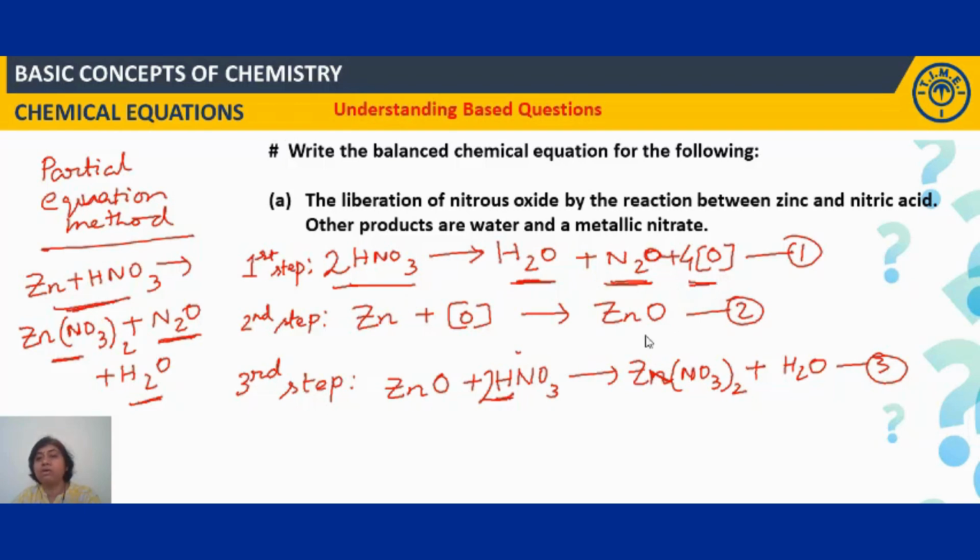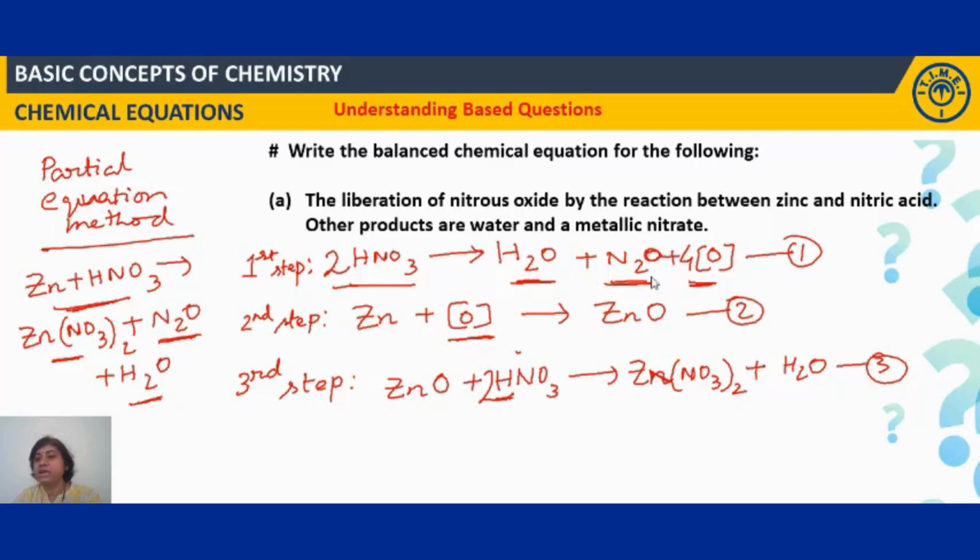In that 4 nascent oxygen, that is not there. Nascent oxygen is not there in the final product, so nascent oxygen we have to cancel. See, it is there in the product in the first equation and it is there in the reactant in the second equation. So the product obtained in the first equation is consumed as the reactant in the second equation.